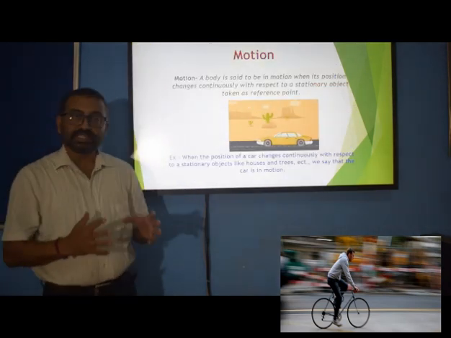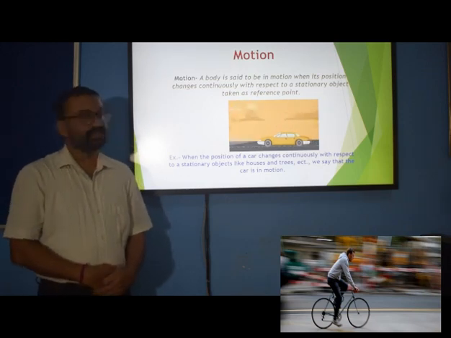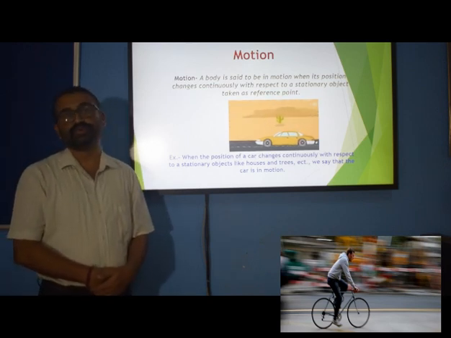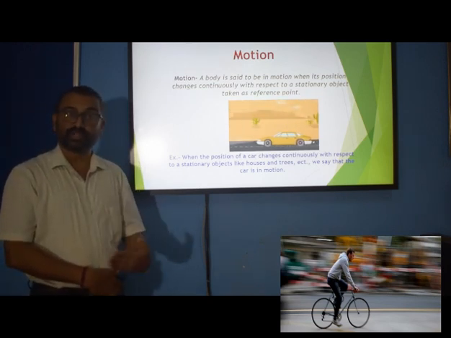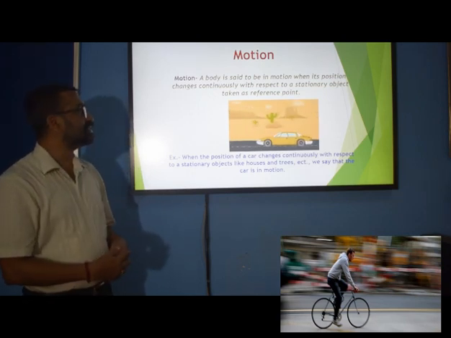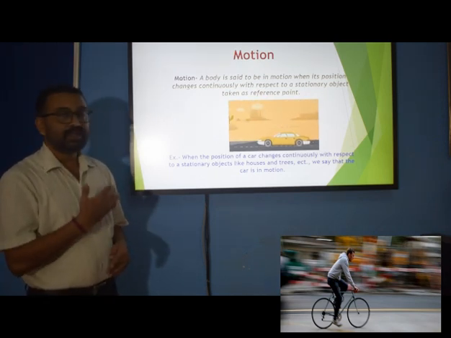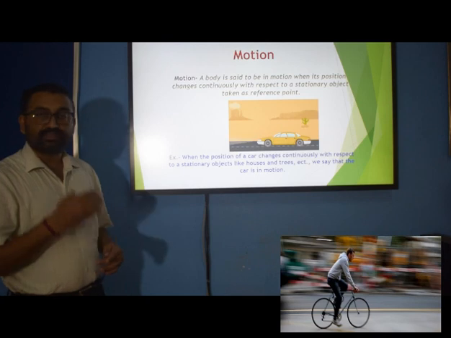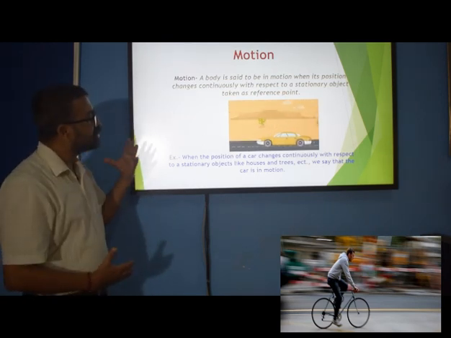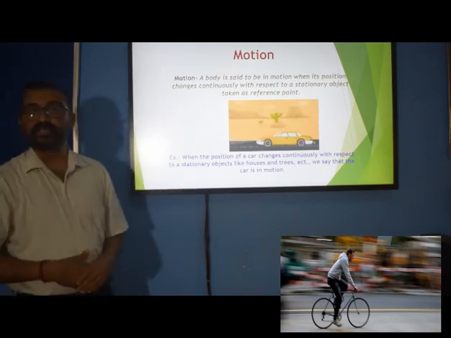So basically, what is motion? When can we say that a body is moving? See this diagram, a car is moving. But where is the car moving? Is it moving for its own, or is it moving with respect to its surroundings? See, this car is moving with respect to plants, road, buildings, etc. So when an object is moving, it changes its position with respect to the plants, road, trees, etc.